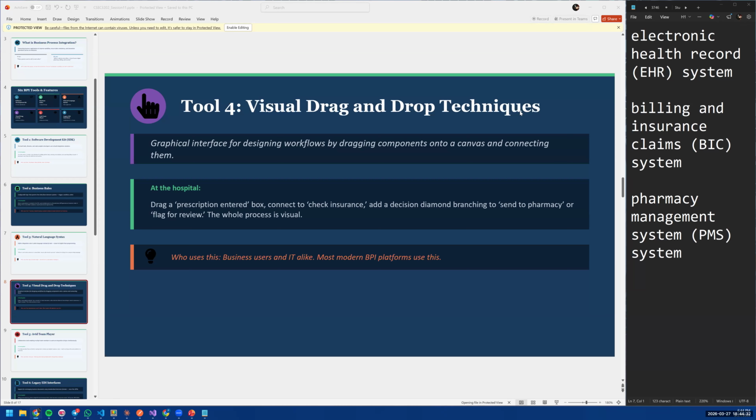Okay, a workflow designer might look like this. You have a box for prescription entered, and you have an arrow to check insurance status. Then you have a decision diamond. Oh, this is like flowcharts. A decision diamond that branches between either send to pharmacy or flag for manual review. Yeah. The whole thing will be visual, like a flowchart, like I mentioned a while ago. And you can see the process at a glance instead of having to read lines of code or read configurations.